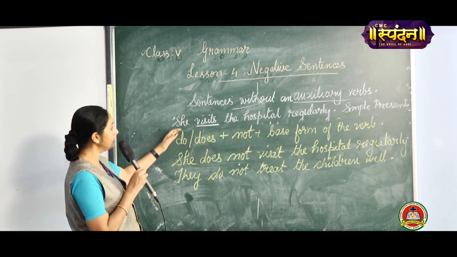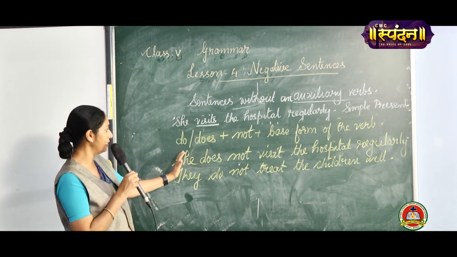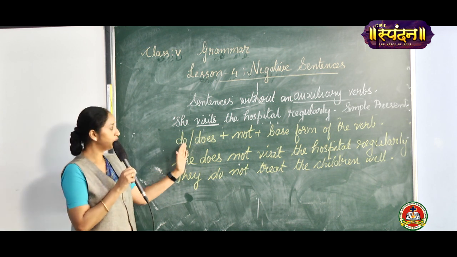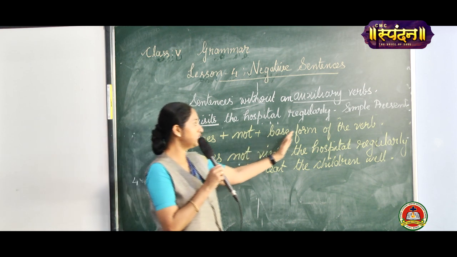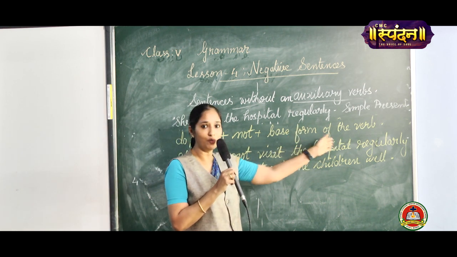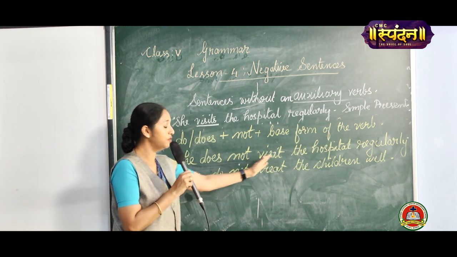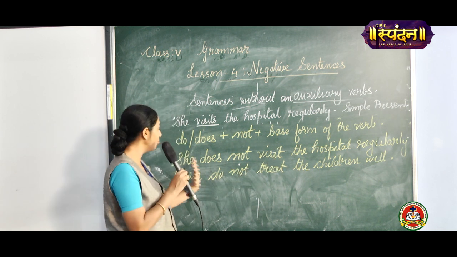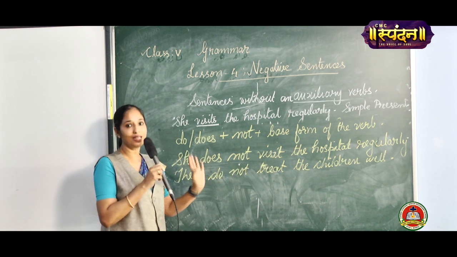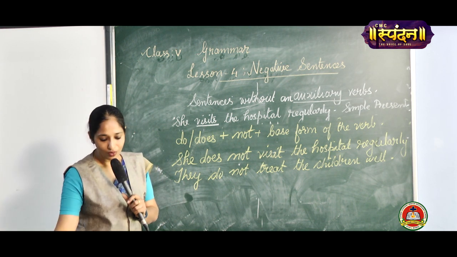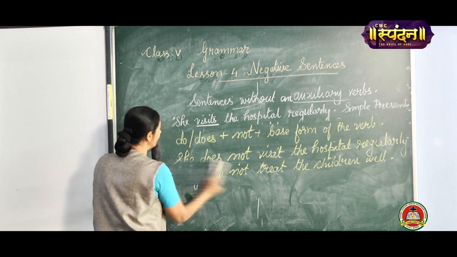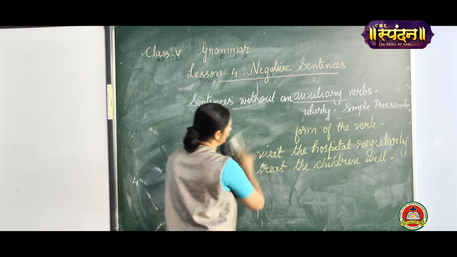So when the sentences are in simple present tense, you have to use do or does plus not plus base form of the verb. Base form of the verb means verb without S. Once you use does, don't add S to the verb. Is that clear? Now let's see a sentence in simple past tense.